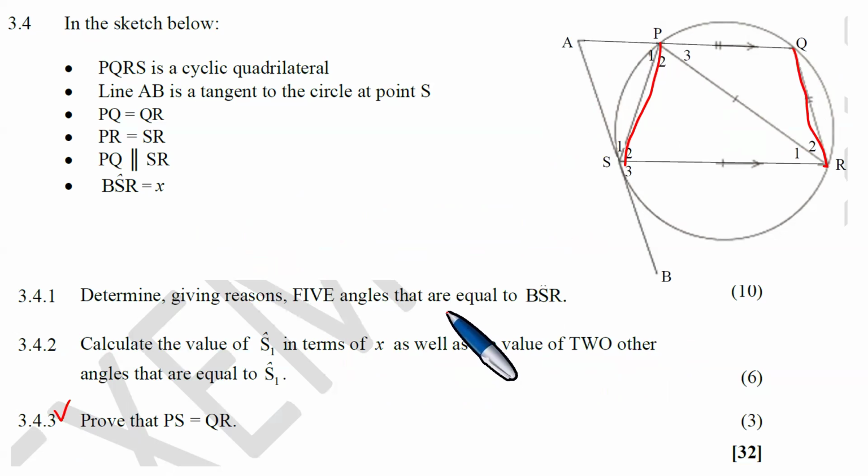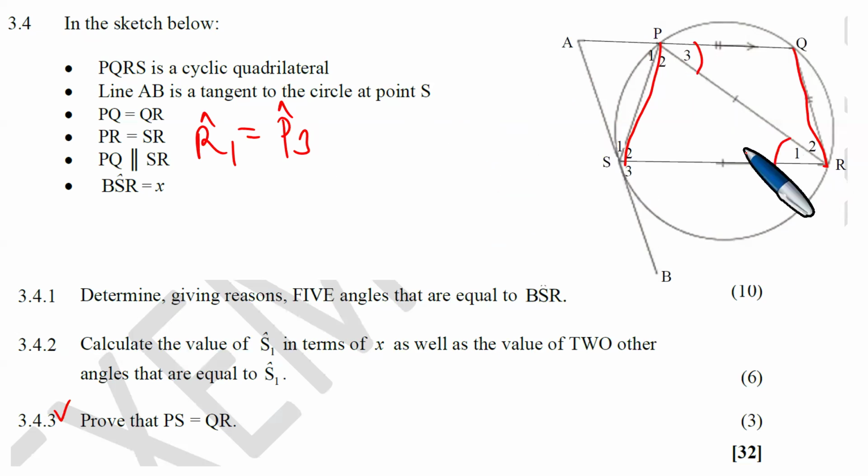Prove that PS is QR. Obviously, to prove that PS is QR, there are a couple of things we need to consider at this point. So we know that the angle R1 is equal to the angle P3. The angle R1 is equal to the angle P3.